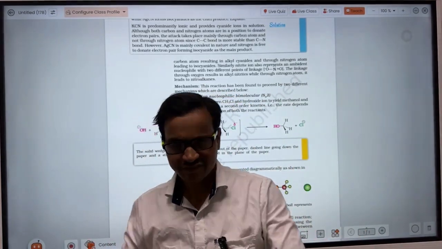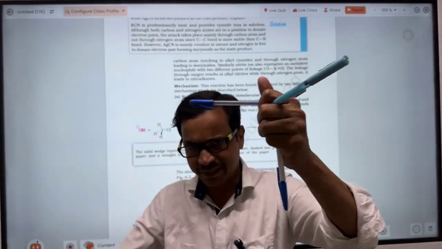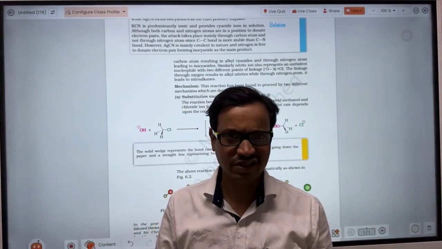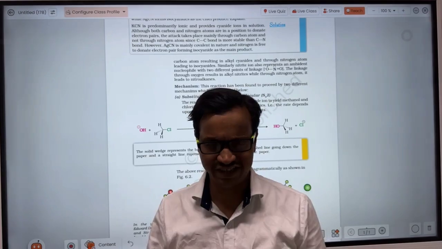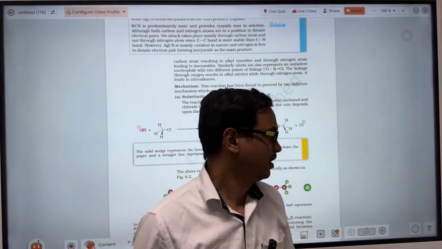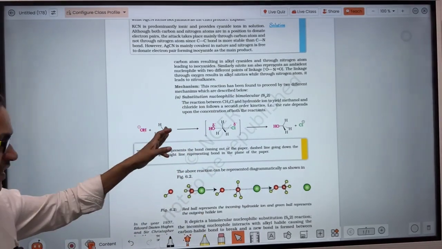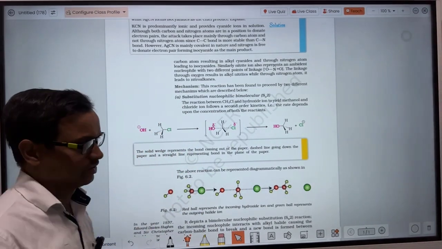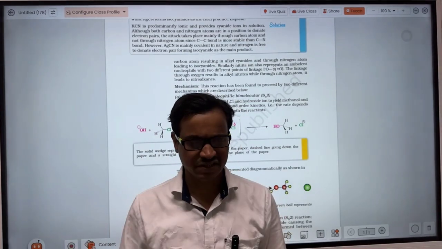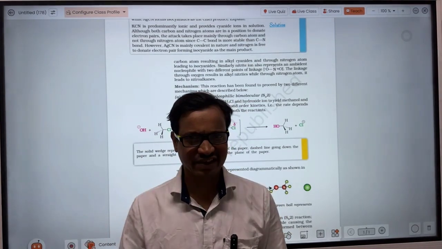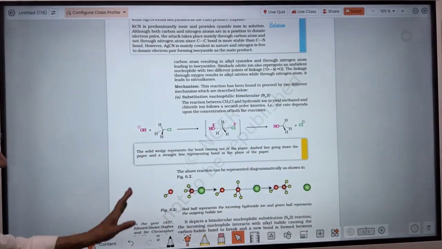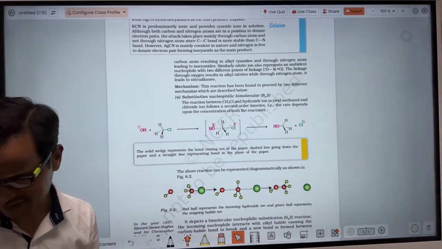So that's why the rate of reaction will depend on the concentration of haloalkane as well as on the concentration of nucleophile. In this reaction, there is involvement of the nucleophile as well as the haloalkane. That's why the rate of reaction will depend on the concentration of haloalkane as well as of nucleophile. So that is the SN2 mechanism.